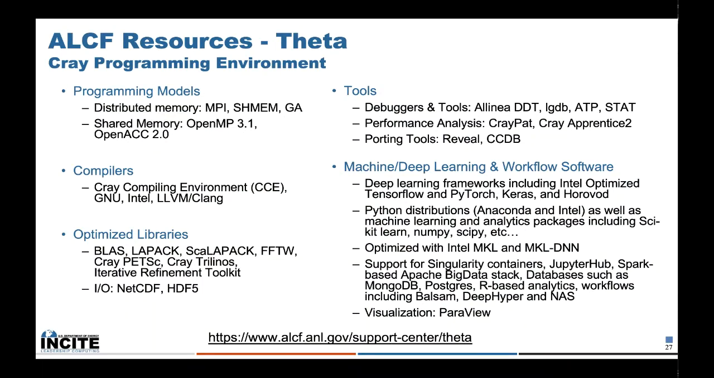The Cray programming environment is available to users on Theta, in addition to a number of other software, tools, and libraries that you can see listed here. Standard distributed and shared programming models are available, including MPI and OpenMP. Several C, C++, and Fortran compilers also are provided, as well as optimized libraries and debugging and performance analysis tools, some of which are listed here.